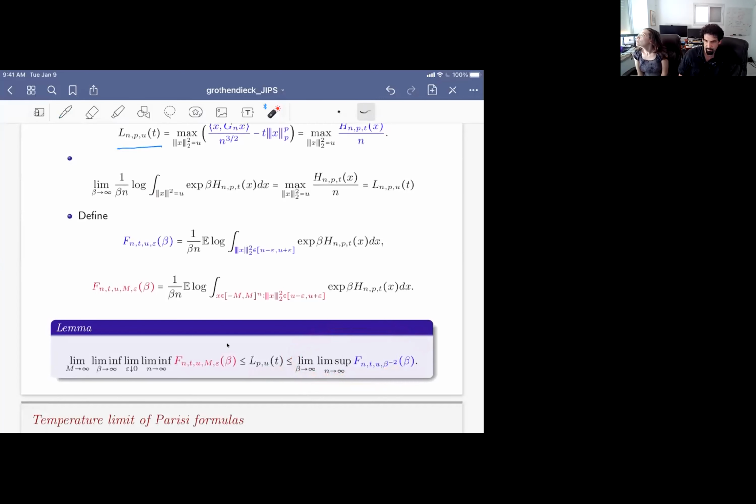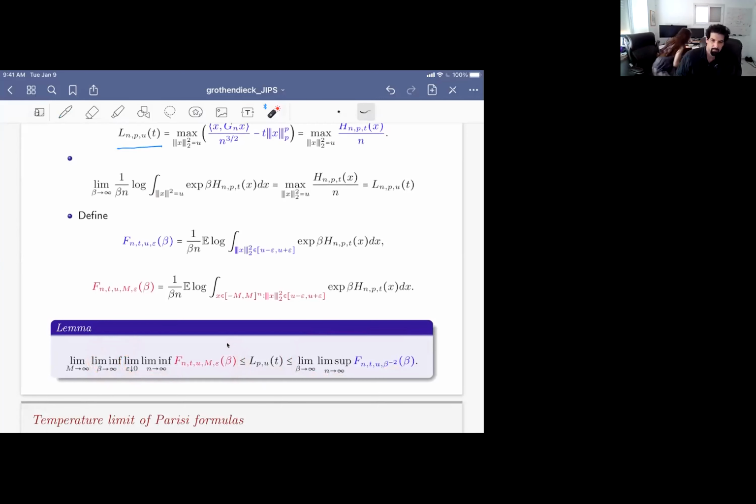In this case, we have a new free energy, which is the red free energy, where we put an additional constraint that all the spins are inside some large box of fixed width 2m, and then we perform various limits. First, we let n tend to infinity, then we let epsilon tend to 0. This is not done by us. This was previous work by Dmitry Panchenko, who proved that if we take these two limits, there is a Parisi formula.